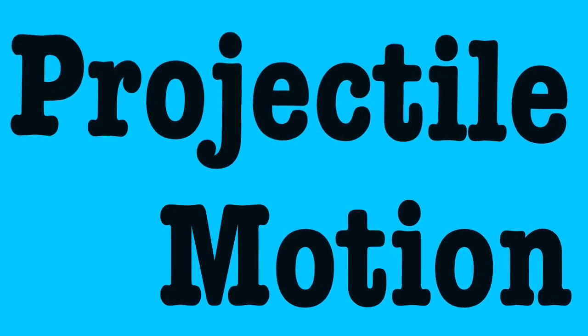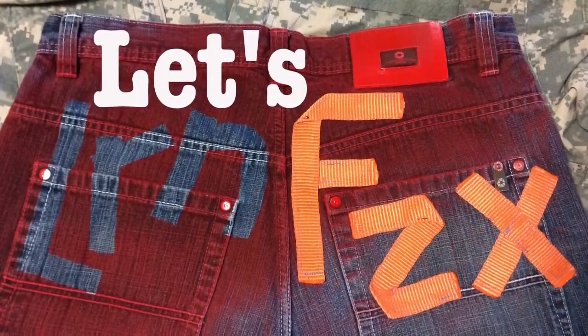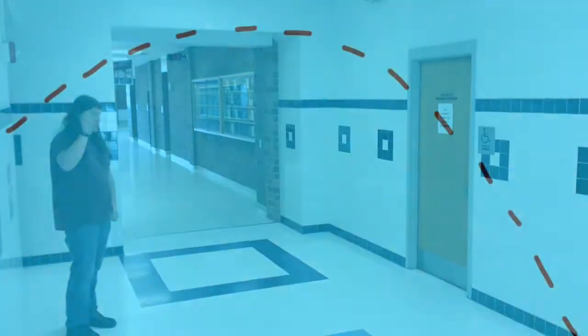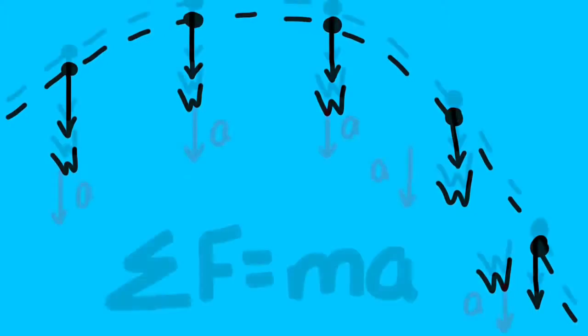This time, an introduction to projectile motion. Let's learn physics. From the instant the ball is released to the instant it touches the ground, it is a projectile. Its path looks like this. If there is negligible air friction, the only force applied to an object in flight is its weight.